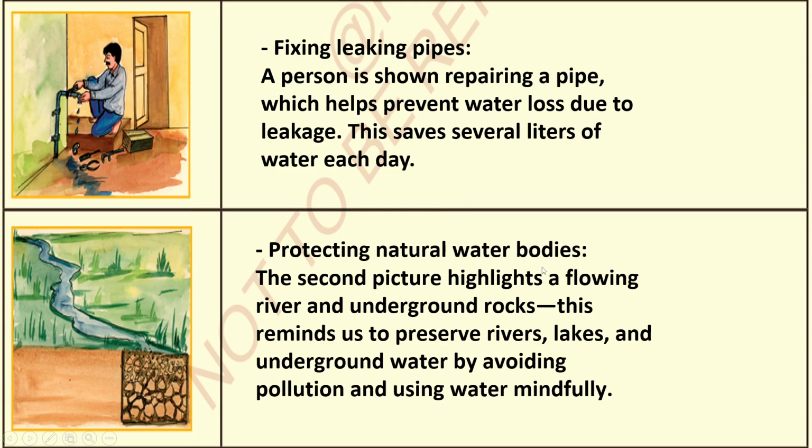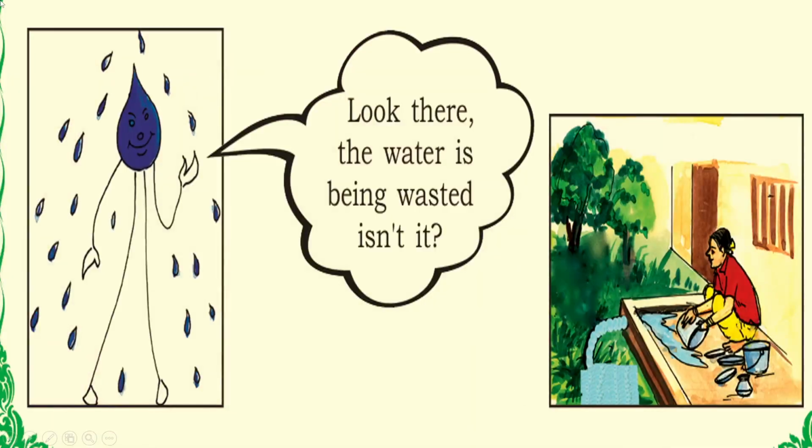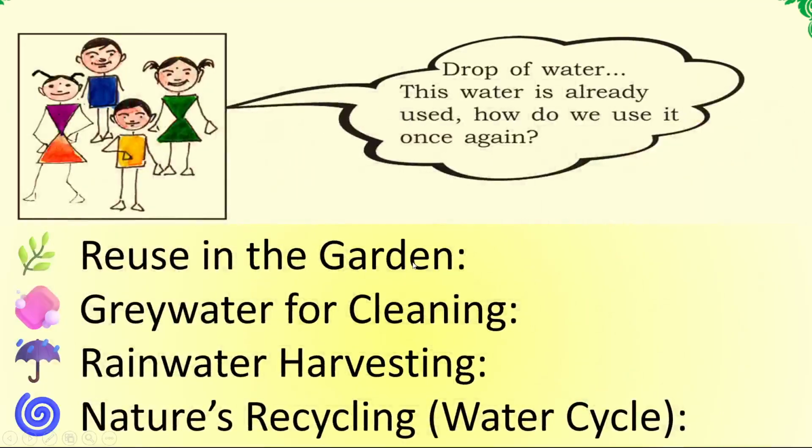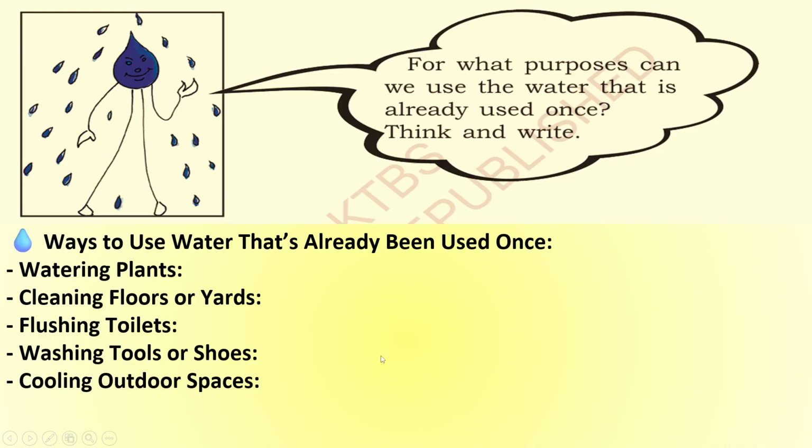Protecting natural water bodies. The second picture highlights a flowing river and underground rocks. This reminds us to preserve rivers, lakes, and underground water by avoiding pollution and using water mindfully. Look there, the water is being wasted, isn't it? Drop of water. This water is already used. How do we use it once again? Reuse in the garden, grey water for cleaning, rainwater harvesting, nature's recycling water cycle.